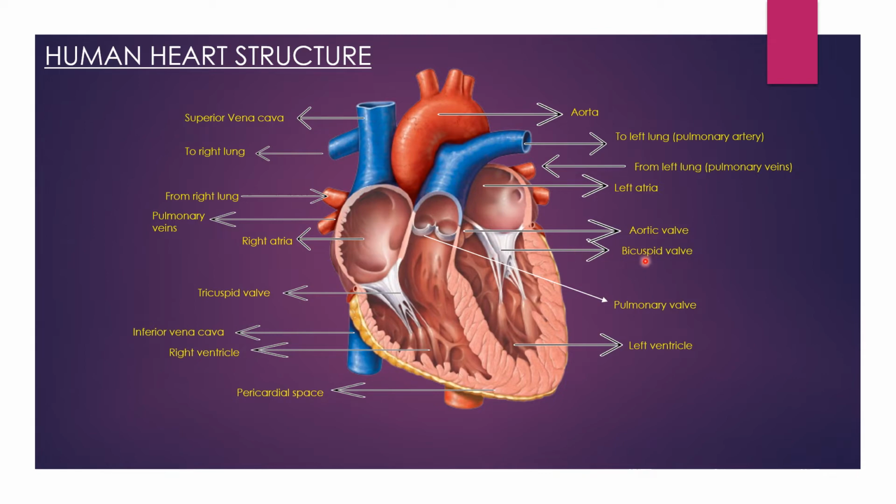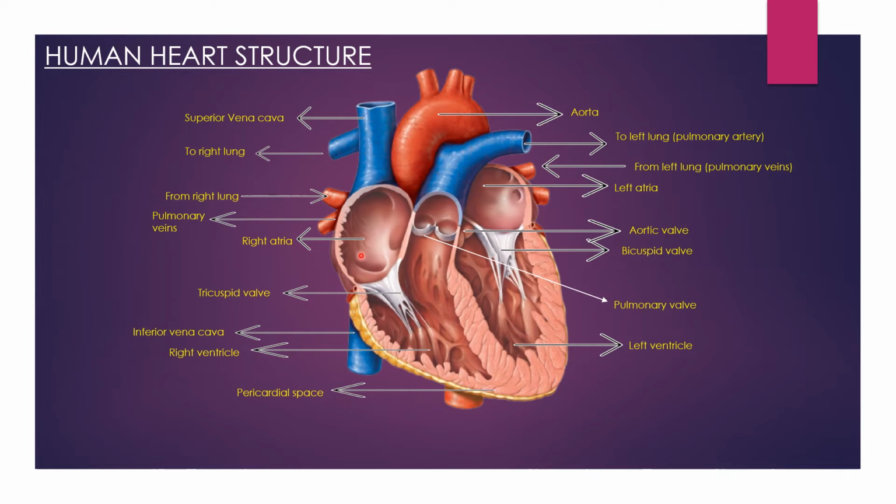Mitral valve. The mitral valve is the bicuspid valve. This is the mitral valve. It allows oxygen-rich blood flow from the left atrium to the left ventricle. And last is the aortic valve. This is the aortic valve. It opens the way for oxygen-rich blood to pass from the left ventricle to the aorta.